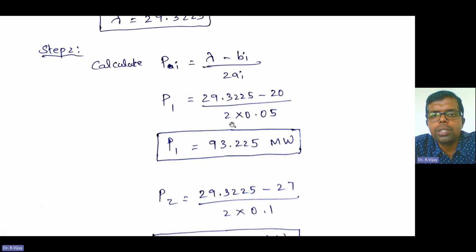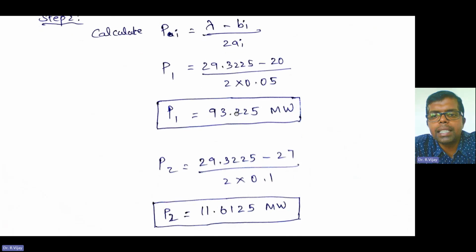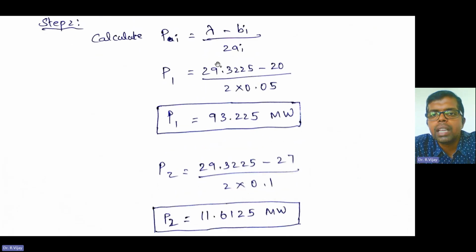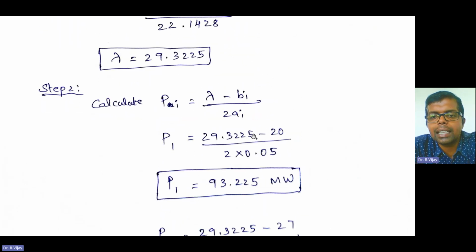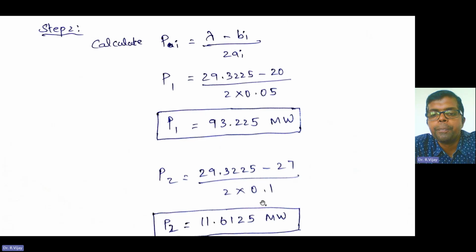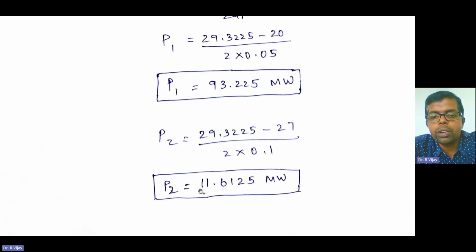Similarly, P2 is equal to lambda minus B2 divided by 2A2. Just substitute the lambda we calculated, and finally we can find P2 as 11.6125 megawatt.